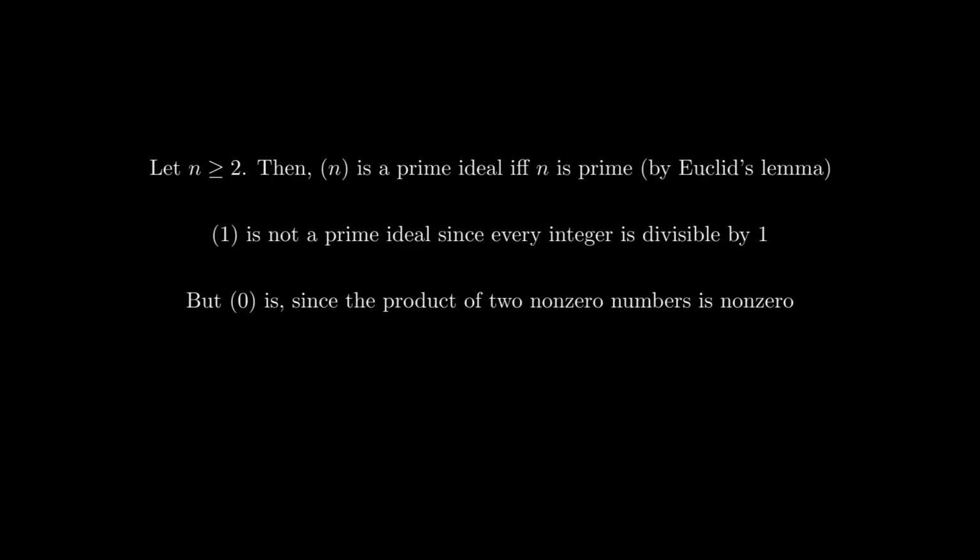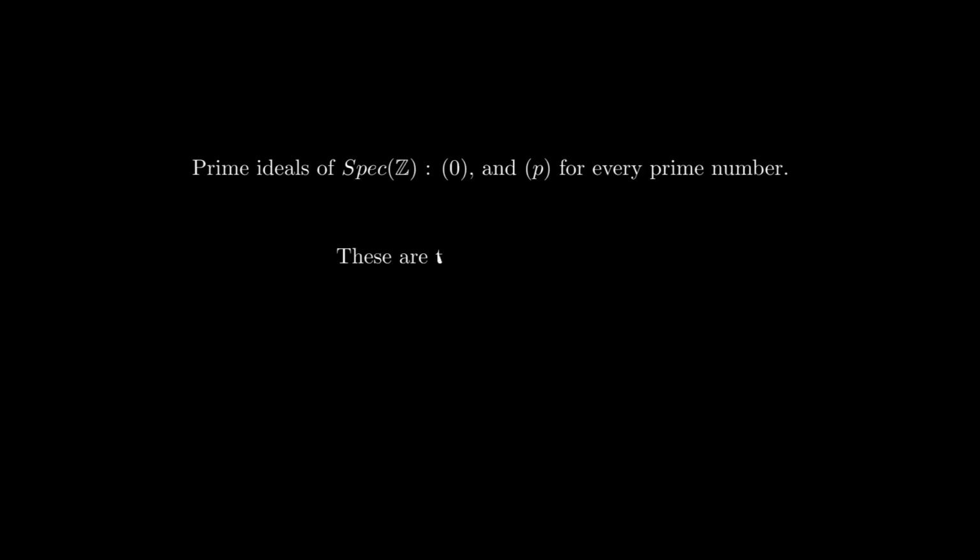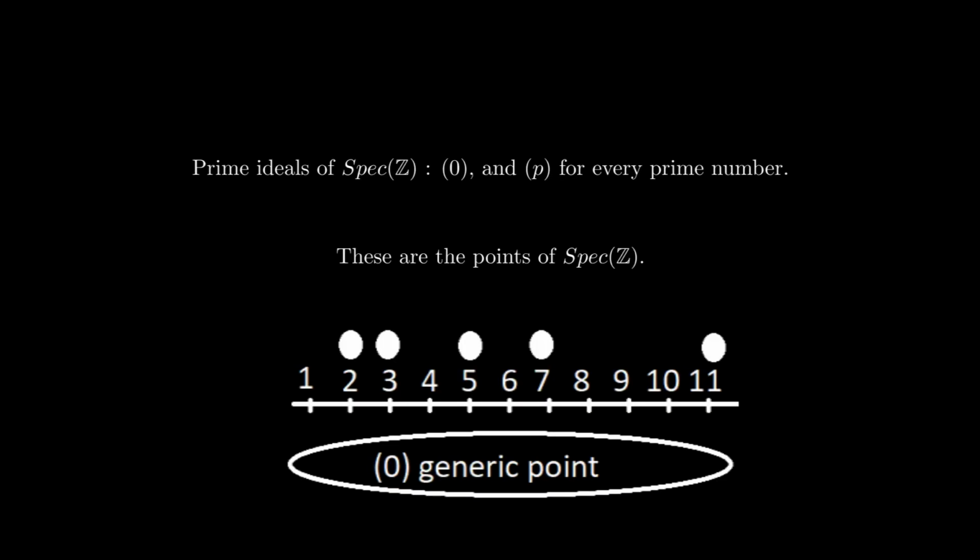For positive n, multiples of n form a prime ideal if and only if n is prime. But 0 is also a prime ideal. So the prime ideals of Z are 0 and a prime ideal for every prime number.